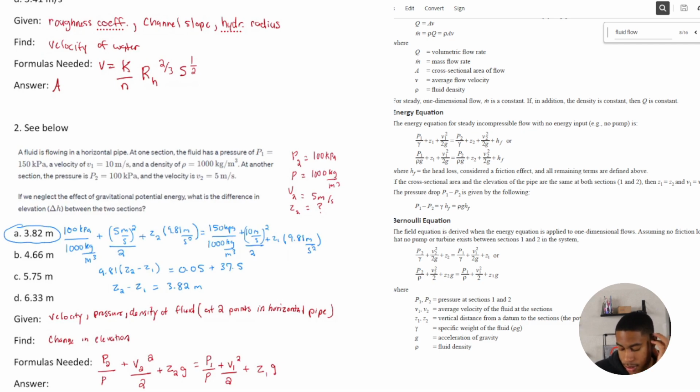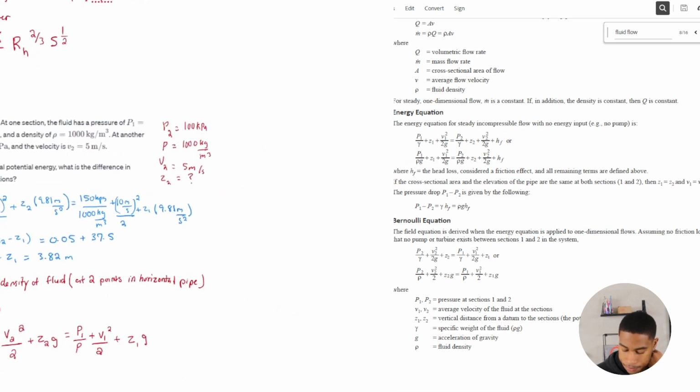All right, so it's a bit of just listing out everything and knowing which equation to use. Bernoulli is a big one. Manning's equation is another big one. So if they're giving you pressures, velocities, fluid flow, fluid going through a pipe, Bernoulli is probably going to be your go-to.